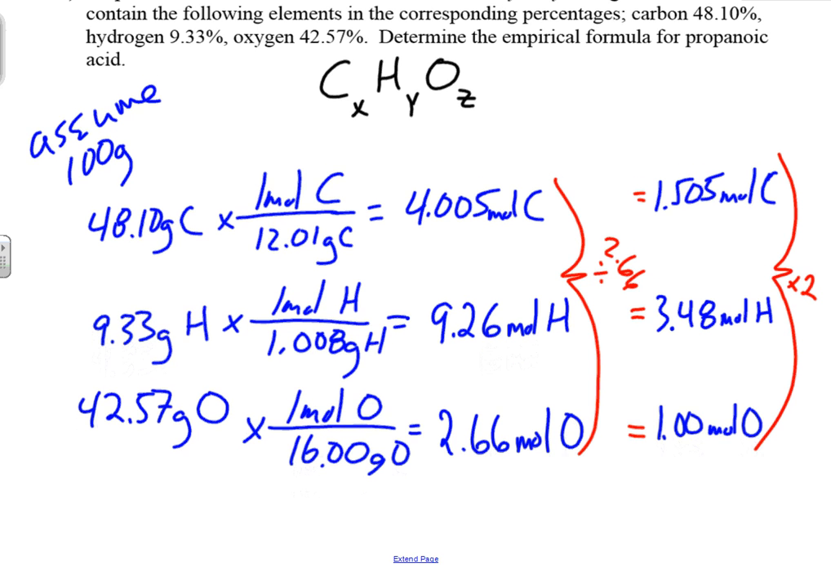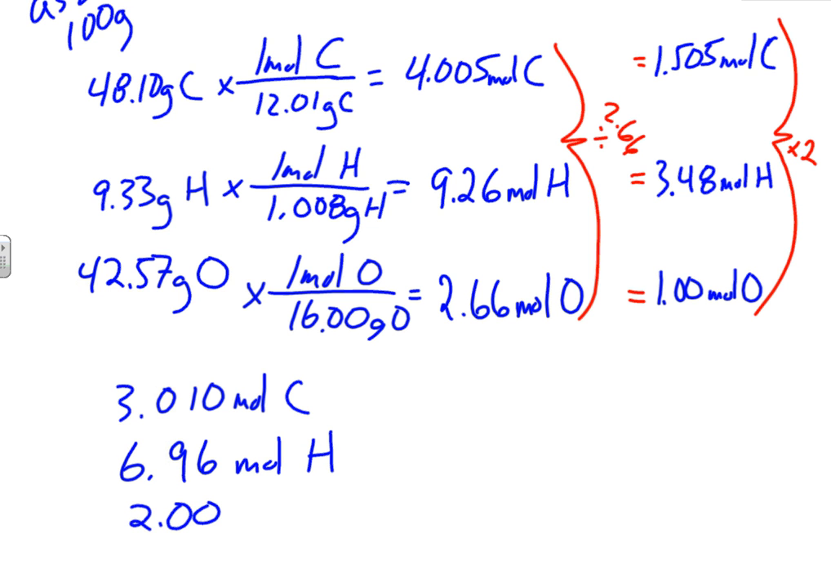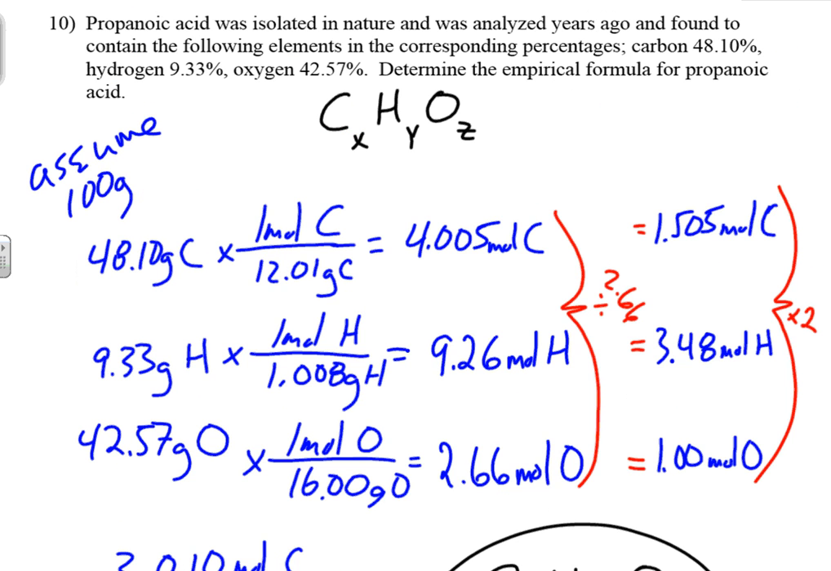And so we're going to move down here a little bit. After I multiply by 2, I will end up with 3.010 moles of carbon, 6.96 moles of hydrogen, and 2.00 moles of oxygen. And at this point, we can go ahead and round. So we would have our formula C3H7O2 for the empirical formula for, I believe, propanoic acid.